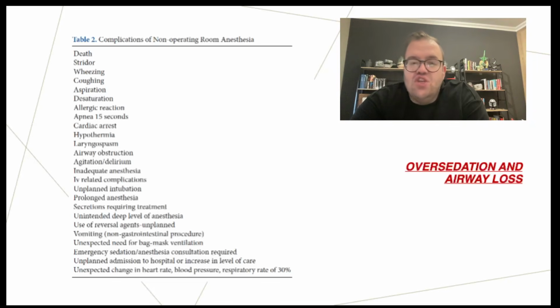However, all of them to list, obviously death, stridor, wheezing, coughing, aspiration, desaturation, anaphylaxis, apnea, cardiac arrest. Hypothermia is a big issue because remember, the cath lab and all of these huge machines at the MRI make a heck of amount of heat. So those rooms are air conditioned very cold. Laryngospasm, bronchospasm, airway obstruction, delirium, agitation, anesthetic awareness, IV line issues, unintended oversedation, hypotension, etc. So any complication that you can get from a general anesthetic, you can get from NORA and from sedation.